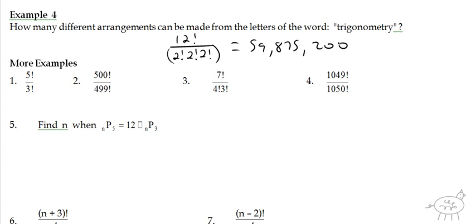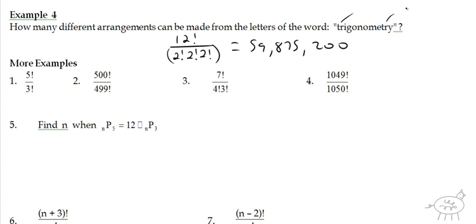The reason we're dividing by duplicates is because, think about it, if I actually wrote trigonometry, the reason I divide by that 2 factorial is because if I switch that R and that R, it doesn't matter. It's like I'm getting rid of those duplicates. If I switch the T and the T, it doesn't matter, right?